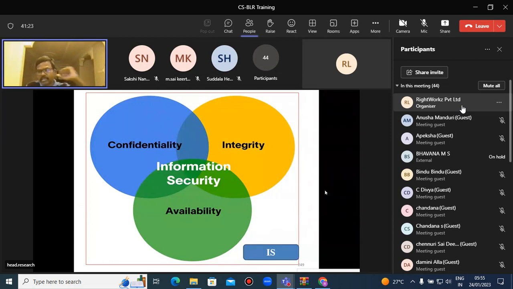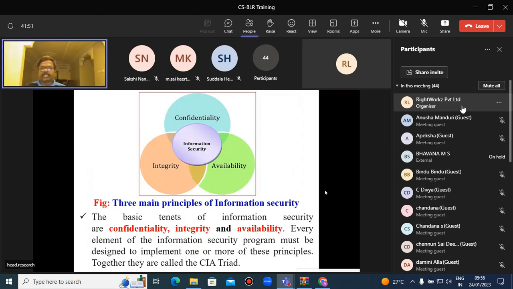Security components are very, very important. See the diagram: confidentiality means protection of information, integrity means you cannot modify any kind of data unless you are authorized, and availability means the data or information is present in all the systems. So the basic tenets of information security are confidentiality, integrity and availability. Every element of the information security program must be designed to implement one or more of these principles. Together they are called the CIA triad.